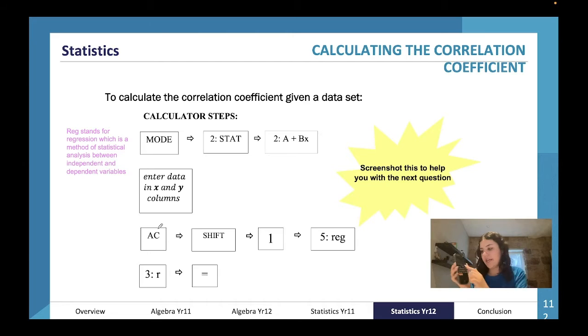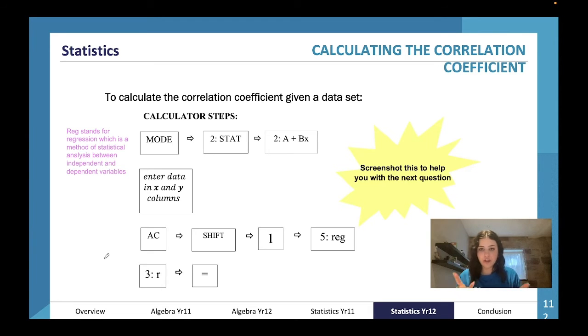Put your calculator, hit mode, go back to 1. Mode 1. I'm going to give you guys a second. Okay, one more time. Mode. We're going to hit mode, 2 for stats, 2 for A plus BX. We're going to have some data.